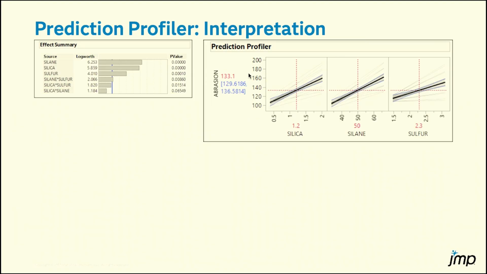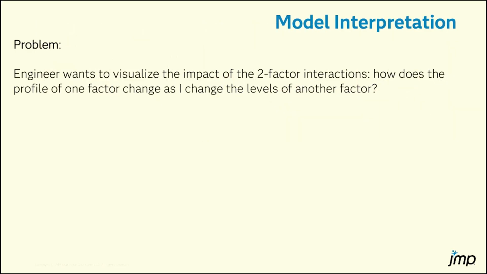So it might be the case that if I move silane really far and sulfur really far, that there's actually another line that's not captured here that I haven't seen yet that appears. They're two-factor at a time interactions. But this gives us more of a sense of what's happening with these interactions. So we'll look at that feature in a moment.